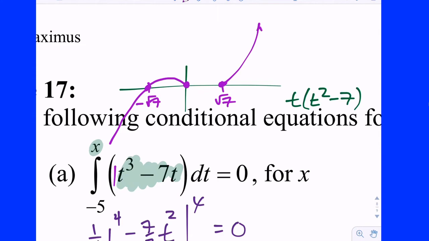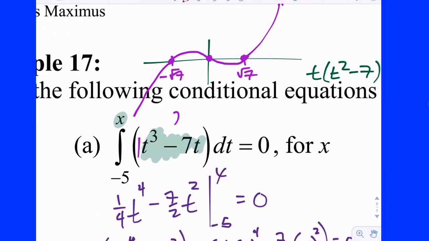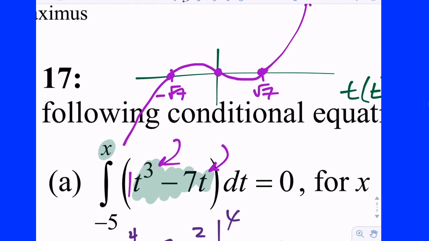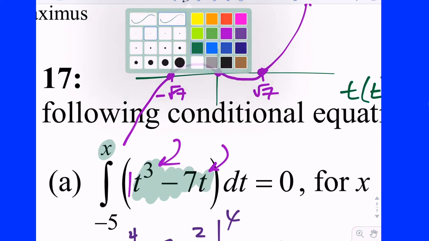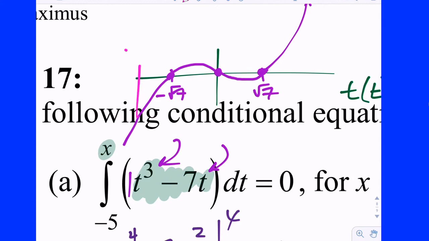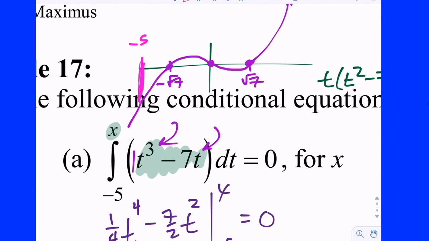Now, this function actually has some type of symmetry, because both exponents are odd. When you plug in a negative t, you're going to get out the opposite of what you get if you plug in a positive t. So it has what type of symmetry? Origin symmetry. And we're integrating from -5. So let's go ahead and mark that. Let's use pink here. So let's say this is -5. We're trying to find the x. That is the upper limit of integration, so that when I start integrating from left to right, I get a net accumulation of 0. You should know one of the solutions immediately without doing anything.